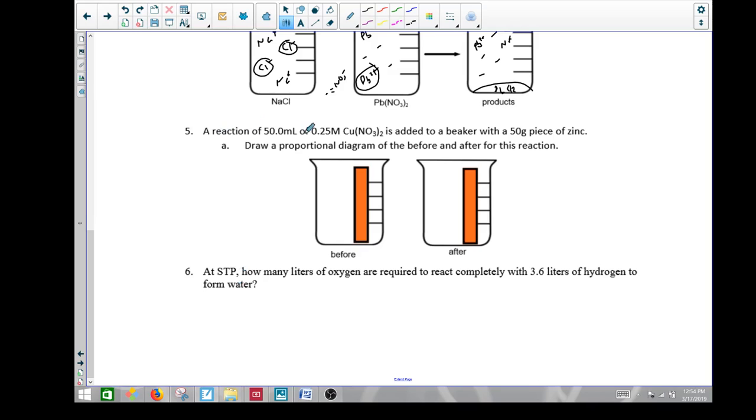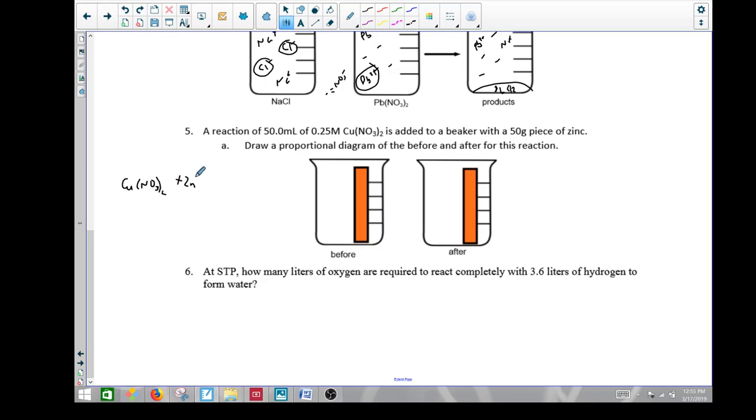The reaction of 50 milliliters of this concentration is added to a beaker with a 50-gram piece of zinc. Draw a proportional diagram before and after. All right, so before we do this problem, we kind of got to know the reaction here. So it's going to be copper. This is the reaction I'll use. I think on an AP test, they wouldn't expect you to memorize a specific reaction. So they likely would give you some indication what the products are. But we don't need that here, I guess.